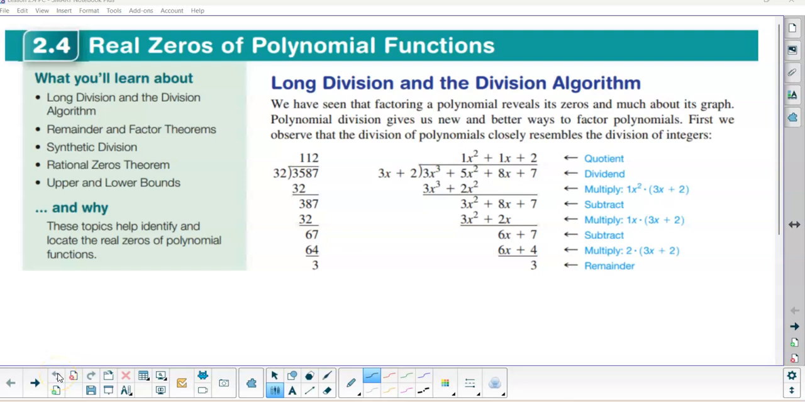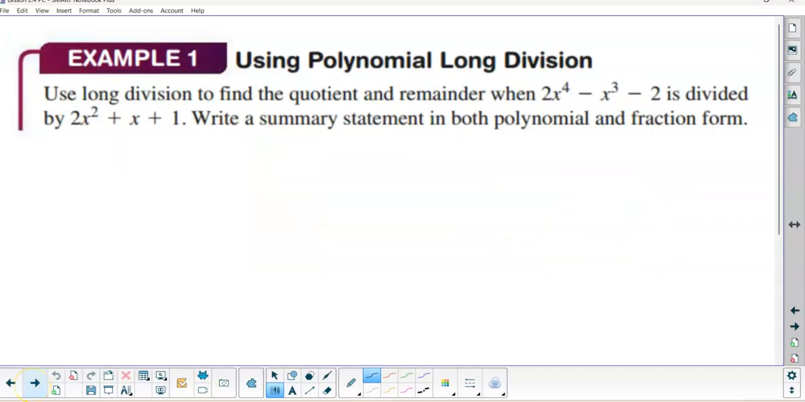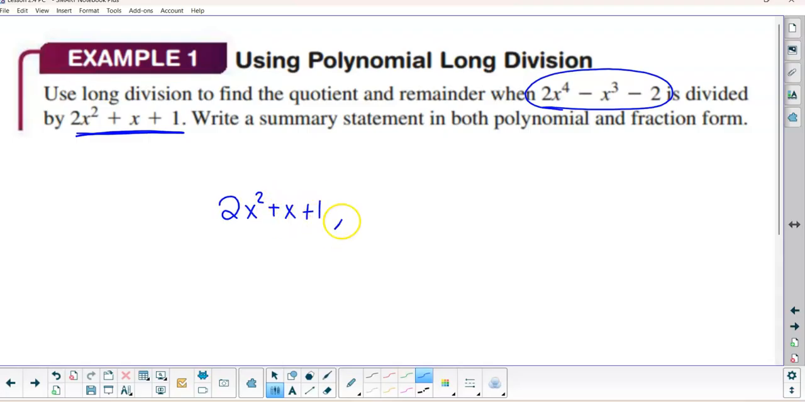Lesson 4 of Chapter 2 is on long division of polynomials. So let's start by taking two polynomials and dividing them using long division. We're going to begin with this function right here being the dividend, and this function right here being the divisor. So the divisor goes on the outside. The dividend goes on the inside.